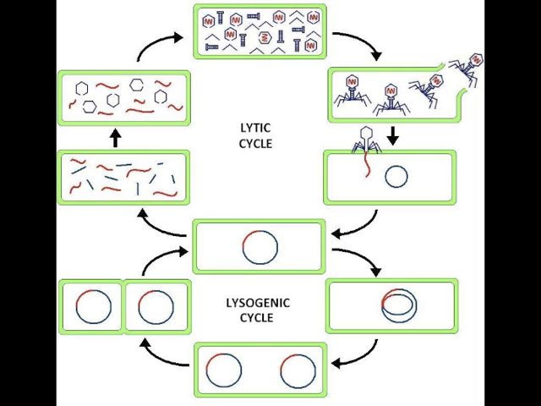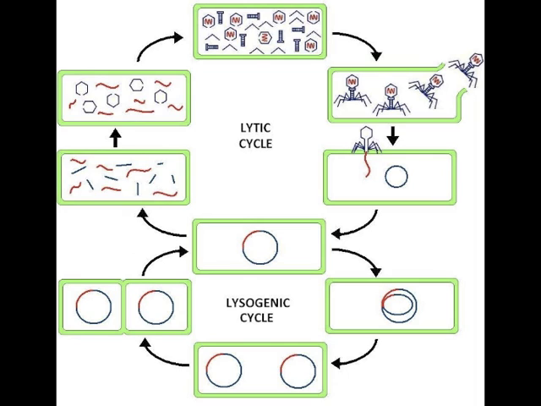Let's explain now the lysogenic cycle. The lysogenic cycle is found in some viruses, such as herpes and HIV, which enter the host cell but remain hidden for years. Even though the viral nucleic acid becomes part of the host cell's chromosome, it does not seem to affect the functions of the cell.